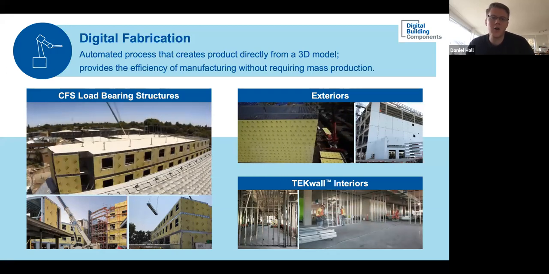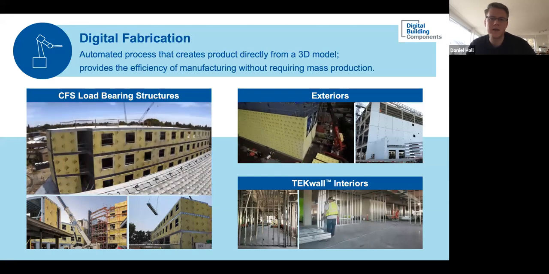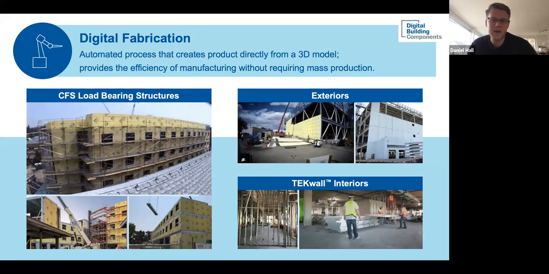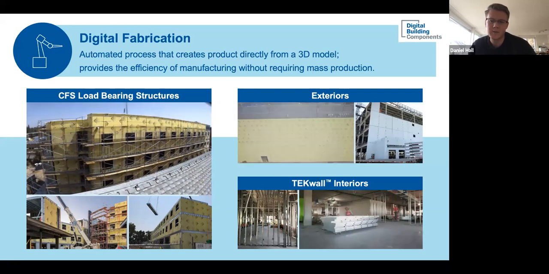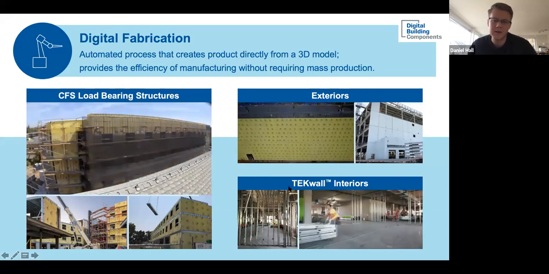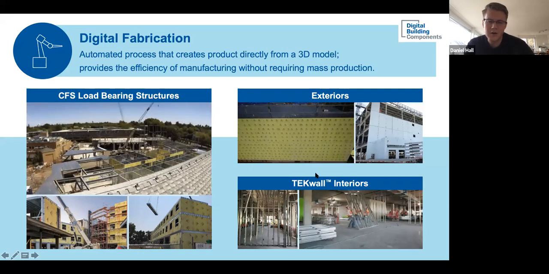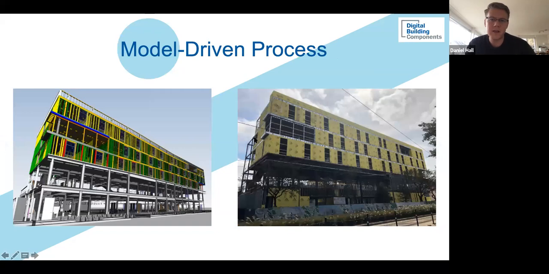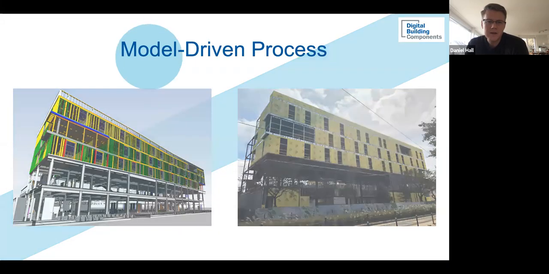And so their goal was to drive directly from a 3D BIM model, efficiency of manufacturing, but they don't want to go towards mass production, right? So again, we talked about the failures of mass production earlier. Nobody really wants mass production as their outcome. So they use a model-driven process. Here you can see model versus reality, left and right. The BIM on the left, building information model, and then the actual construction on the right.